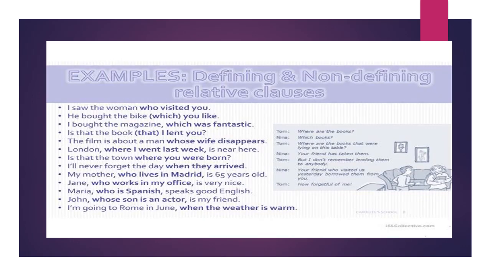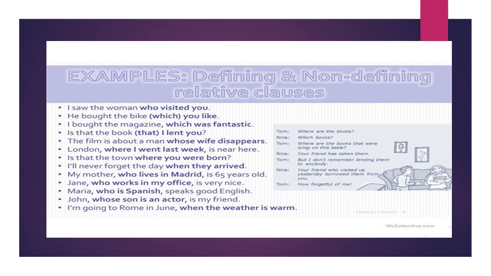So I have examples of defining and non-defining relative clauses. I saw the woman who visited you. He bought the bike which you like or that you like. I bought the magazine which was fantastic. Is that the book that I lent you or which I lent you? The film is about a man whose wife disappeared. London, where I went last week, is near here. Is that the town where you were born? I'll never forget the day when they arrived.